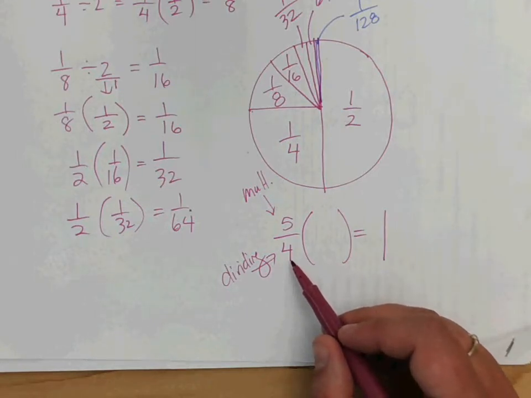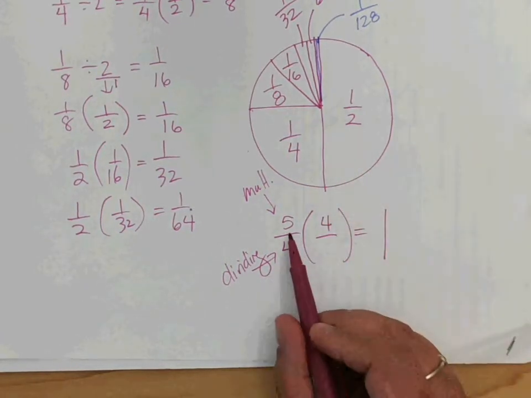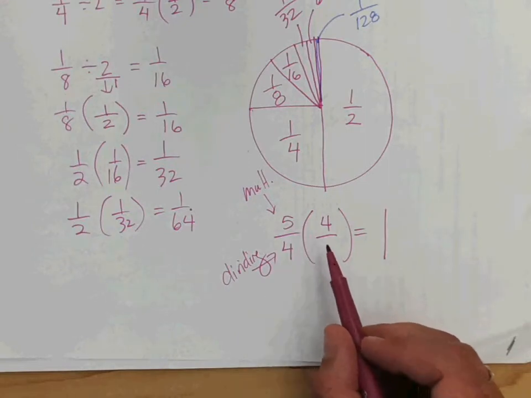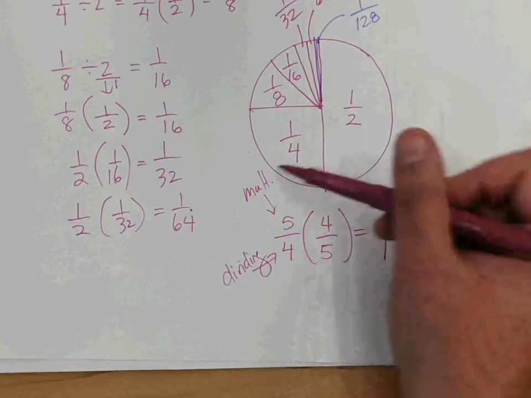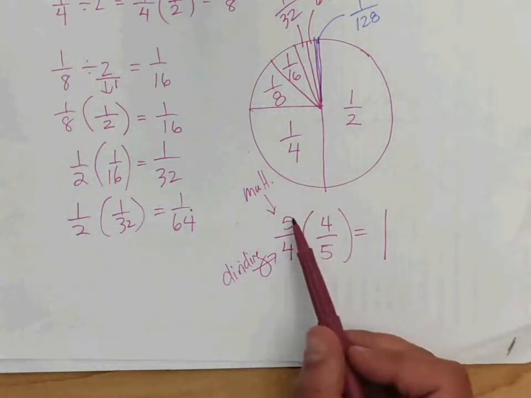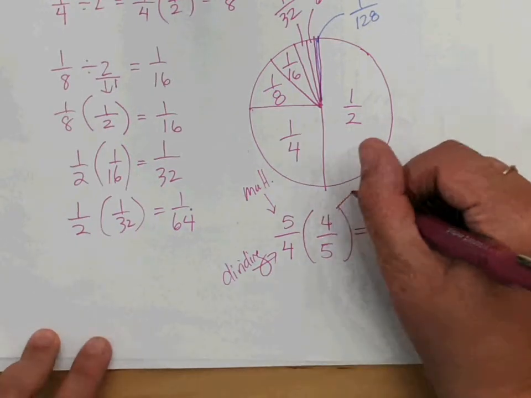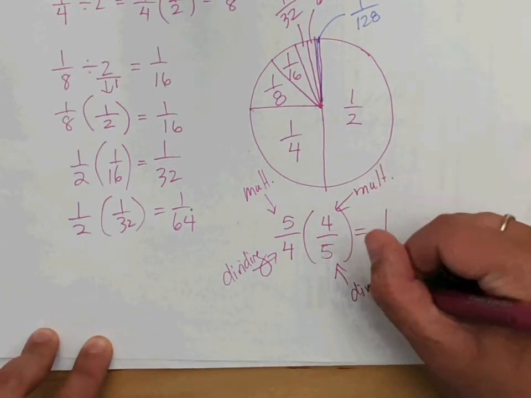What number could I divide into 5 that would give me 1? 5 divided by 5 gives me 1. So essentially, undoing multiplying by 5 and dividing by 4 would be doing the opposite. Multiplying by 4, dividing by 5.